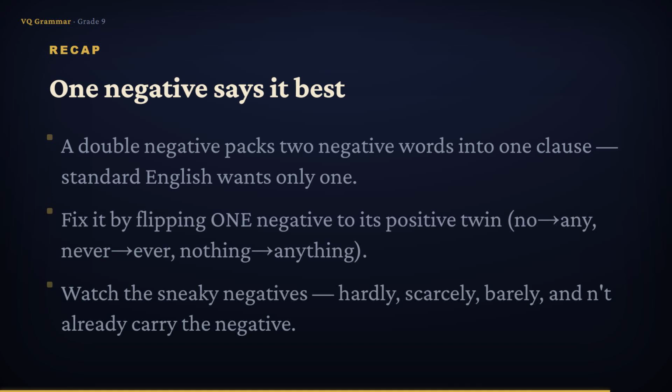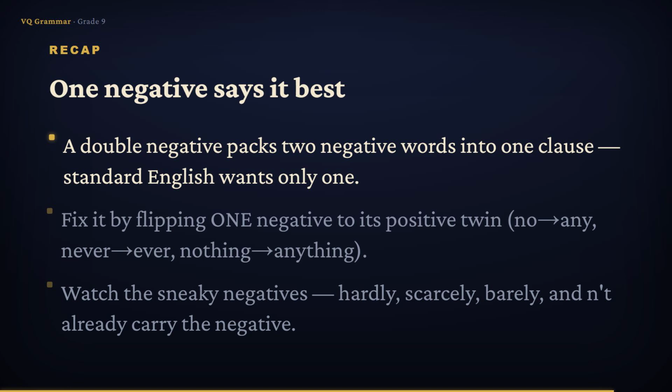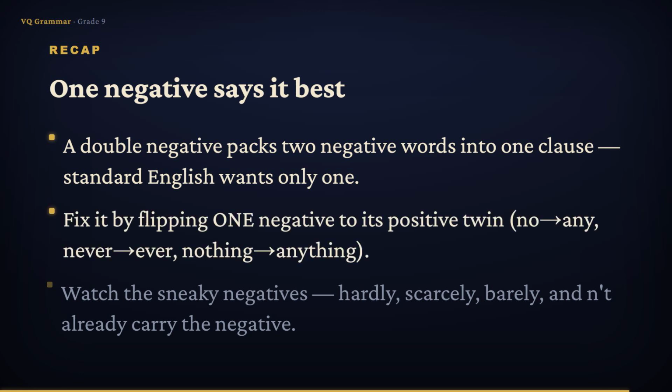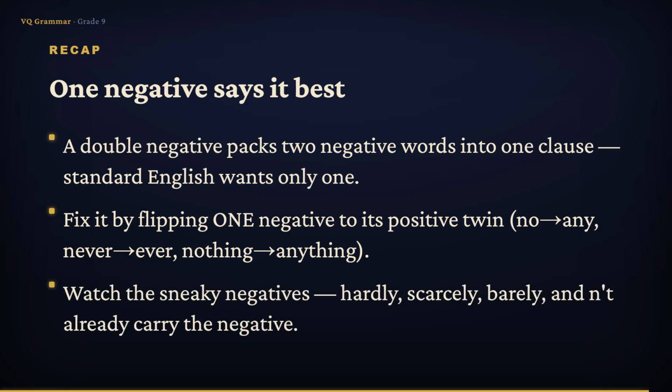Let's gather up what we learned. A double negative crams two negative words into a single clause, and Standard English only wants one negative to carry a negative idea. To fix it, you flip just one of the two negatives to its positive twin. No to any, never to ever, nothing to anything, and the meaning stays the same while the sentence gets clearer. And don't forget the sneaky negatives. Hardly, scarcely, barely, and the little n't already do the negative work, so never pair them with a second negative. Keep one negative and let it say what you mean.